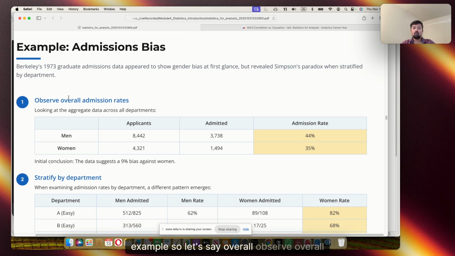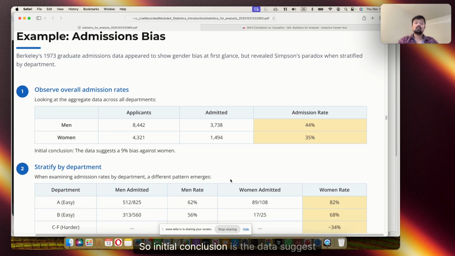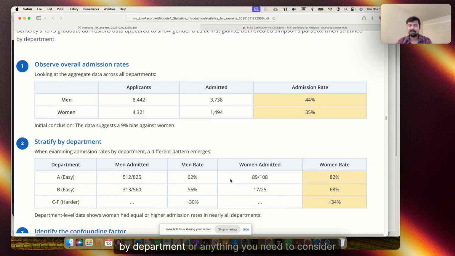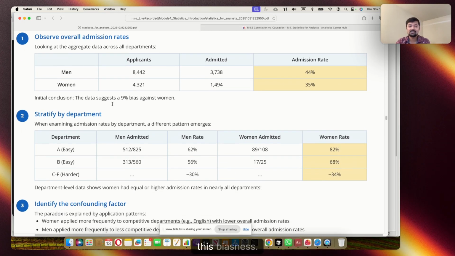So let's say overall, we observe the admission rate for the men applicants, the admitted is this. So the admission rate is 44%. For women, the admission rate is 35%. So the initial conclusion from the data is a 9% bias against the women, because males have a higher admission rate as compared to the women. When you analyze this data by department or anything, you need to consider this bias.